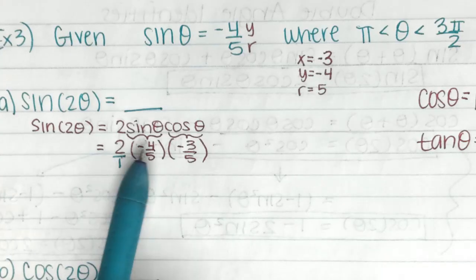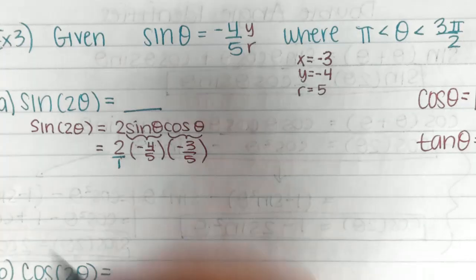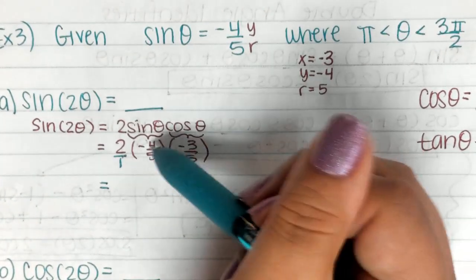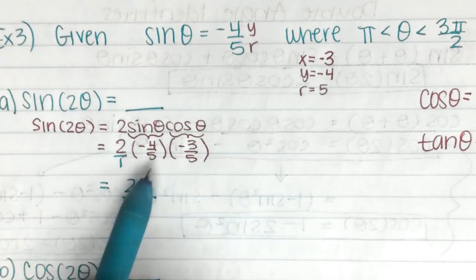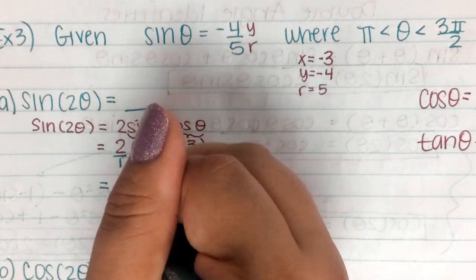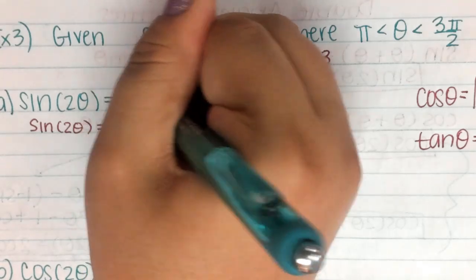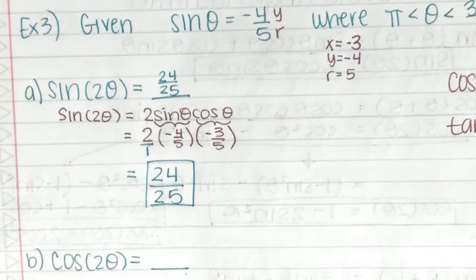So what is 2 times negative 4 times negative 3? Negative times a negative is a positive. 4 times 3 is 12 times 2 is 24. And what is 5 times 5 times 1? Bam. That is our answer. 24 over 25. And that's it.